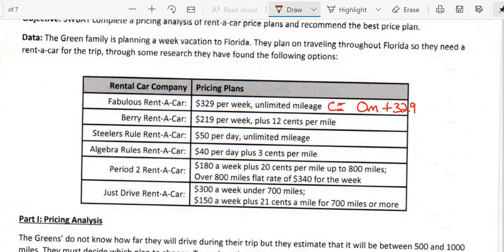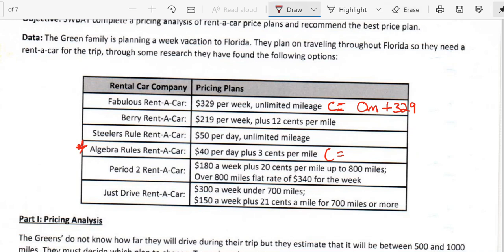I'm going to do algebra rules with you because that's one that people tend to make a mistake on. This one has two things to think about. First of all, it says $40 per day plus 3 cents per mile. If it's $40 per day, you can't just put 40. The cost equals 40 plus the 3 cents per mile, but because it's per day and they need the car for more than one day, if you just put 40, that's only getting the car for one day.